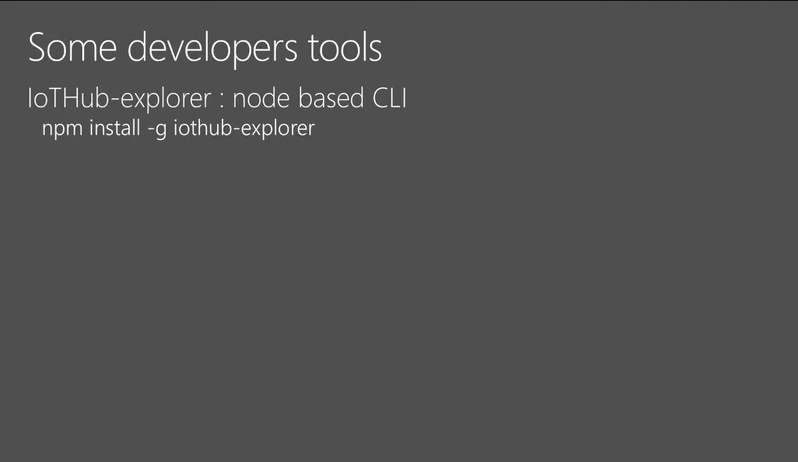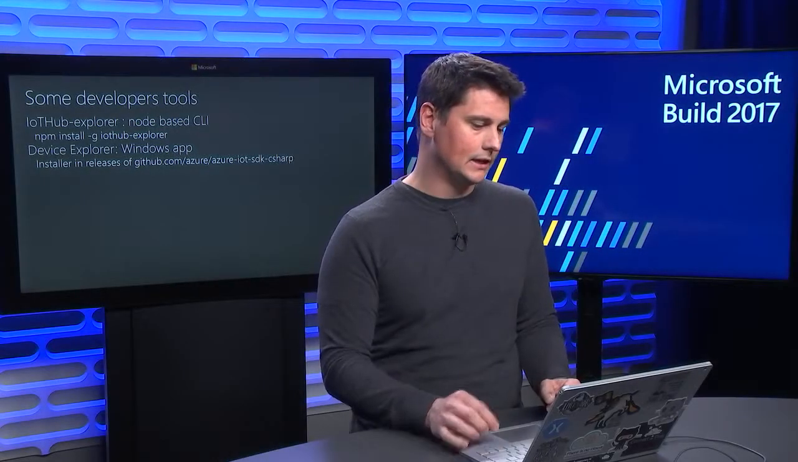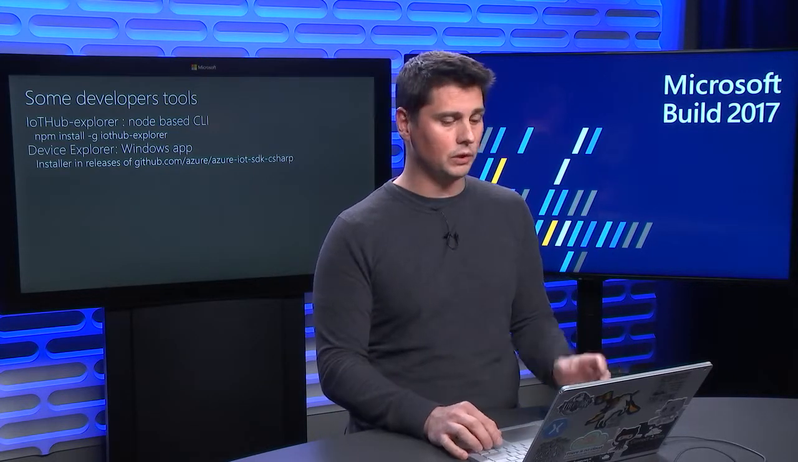So if you're a Node developer, npm install -g iothub-explorer, and that tool will allow you to do all these operations. If you type iothub-explorer --help, you'll get the whole interface, all the functionalities of that tool. If you're on Windows and you want to have a UI tool, we have one that you can install on your Windows box, and you can use nice click and see, and basically you have the same functionality as in IoT Hub Explorer, but in a Windows graphical app.